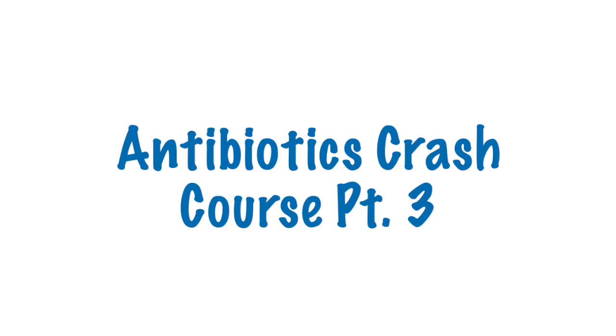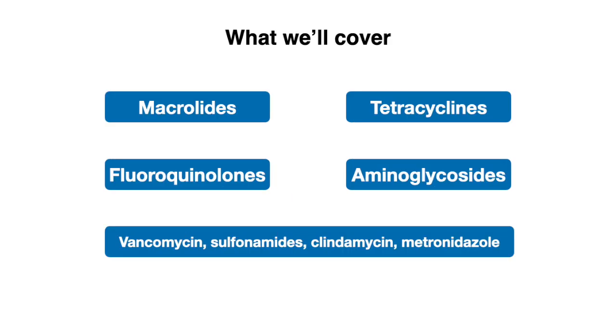We will be covering part 3 of our antibiotic series. We have already covered all of the beta-lactam antibiotics in part 1 and part 2, so here we'll cover all the other antibiotics that you need to know. We're going to go over a lot of different antibiotic classes, and this is going to include your macrolides, tetracyclines, fluoroquinolones, aminoglycosides, and along with these, we'll go over vancomycin, sulfonamides, clindamycin, and metronidazole.